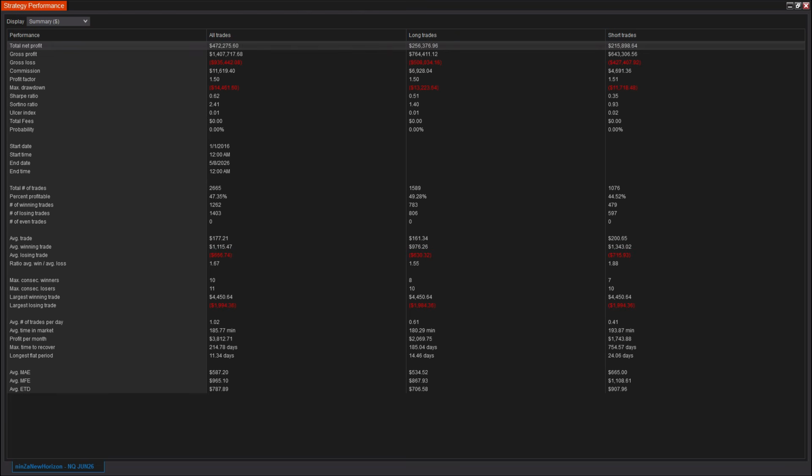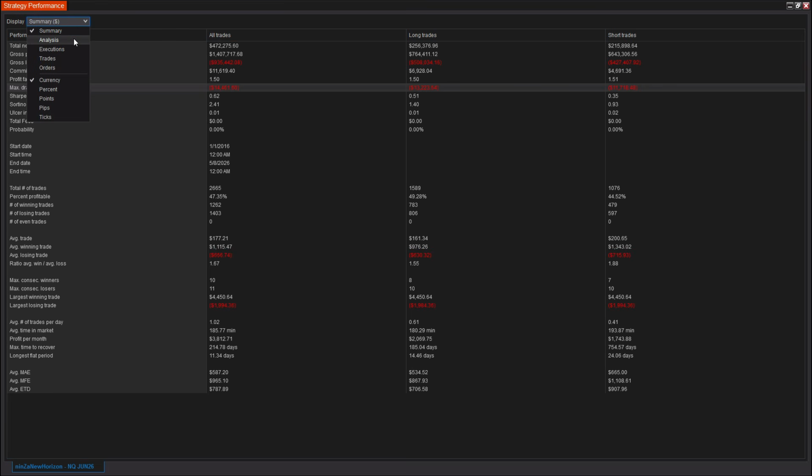This strategy shows a great profit potential, with a total net profit of $472,275.60. Although the win rate is only 47.35%, the winning trades are quite valuable, with an average profit per winning trade of 1,115.47, much higher than the average loss per losing trade of 666.74. This shows that the strategy can generate significant profits from successful trades.